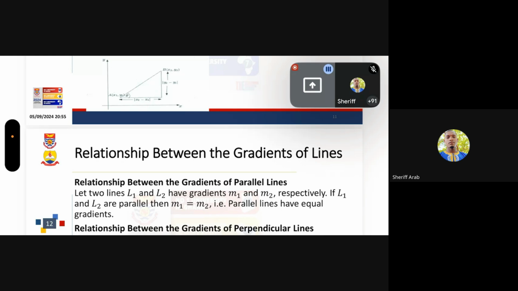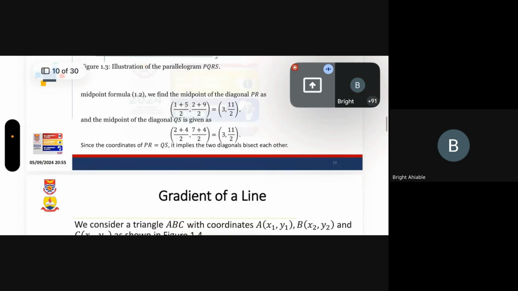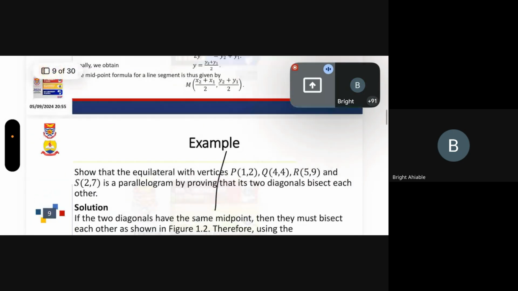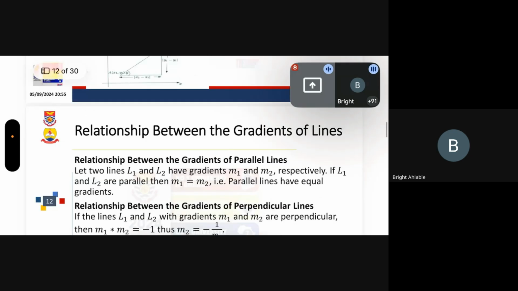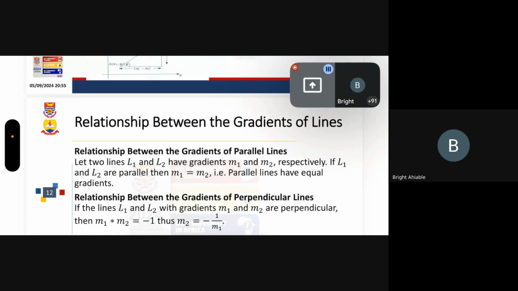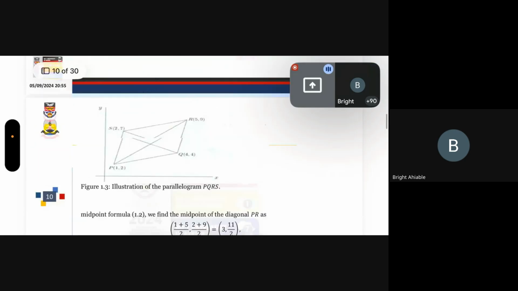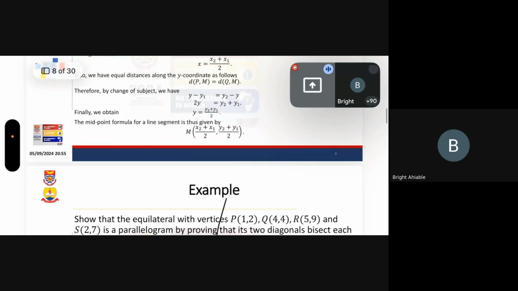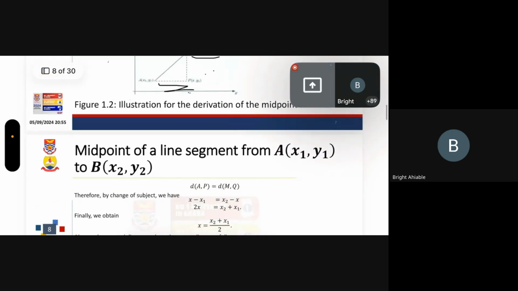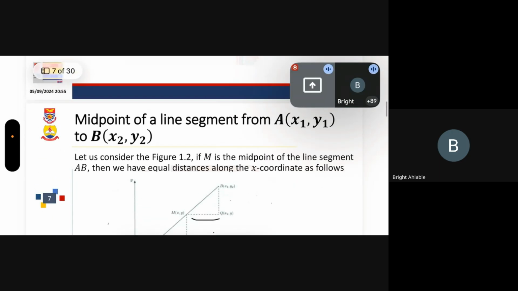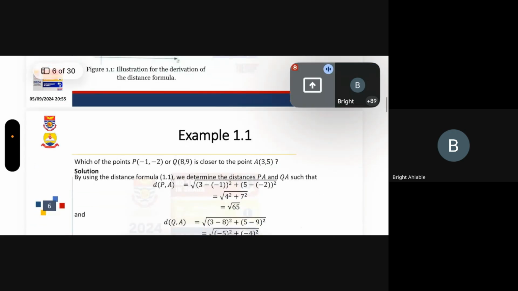So if you are given any two points, you should be able to find the gradient, even from the examples that you are given. Now the next thing, we should choose some points and try to find the gradient between them. So let's choose the points -1, -2 and 8, 9. Let's see if we can find the gradient. Please find the gradient for me.